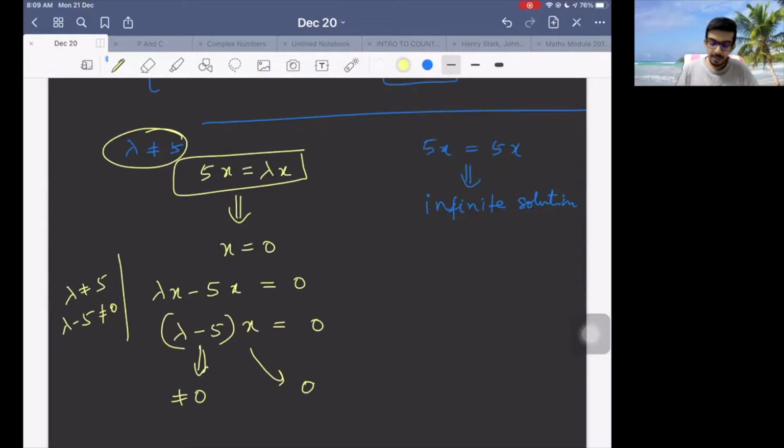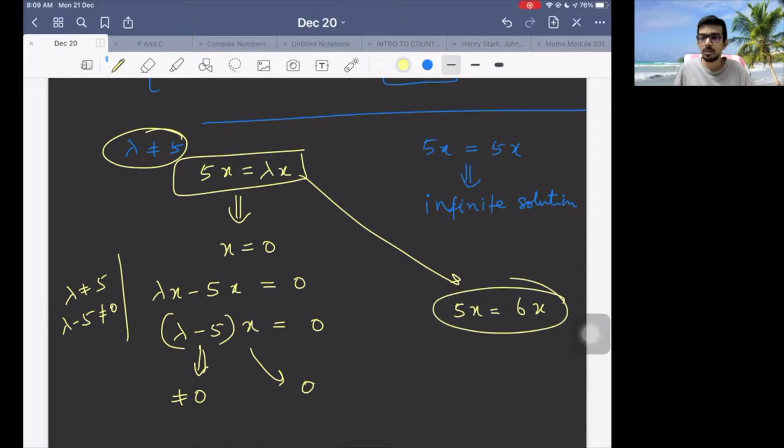Okay. Even otherwise, it's just an observation. When lambda is not equal to 5, say lambda is equal to 6, say for example, 5x is equal to 6x. What is the solution? x is equal to 0, right? There are no other solutions. There is just one solution. So this is a case with unique solution.